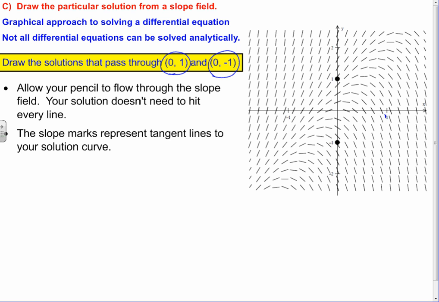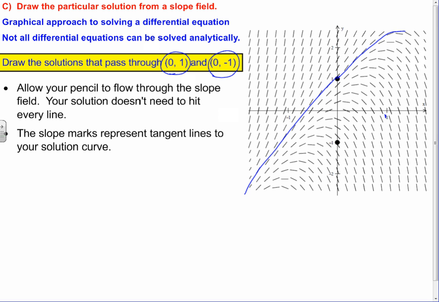I got to get in front of this to see. So as I come through here, I notice it kind of does that, doesn't it? And then this seems to be kind of heading like that. So that was my slope field for that one.